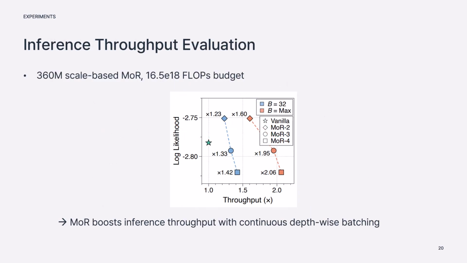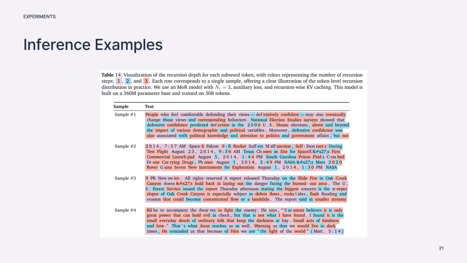Throughput also improves thanks to continuous depth-wise batching and early exiting. Throughput increases as the allowed max recursion grows. Here's an inference example. Tokens assigned lower depth exit early, while more important tokens receive deeper recursion, illustrating adaptive token-level compute.